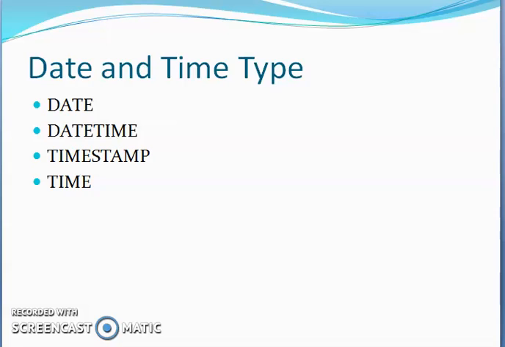Next is date and time types. Here there are four types: date, datetime, timestamp, time. First, date.